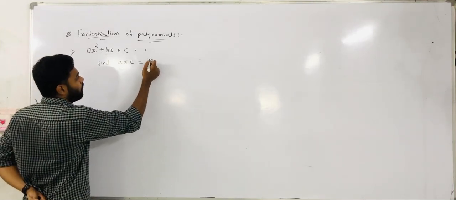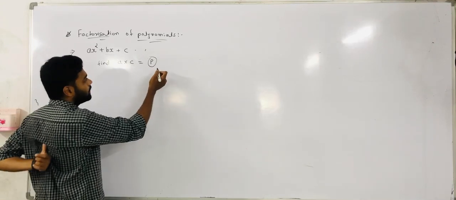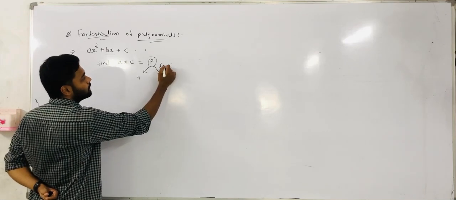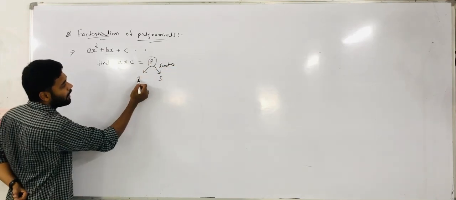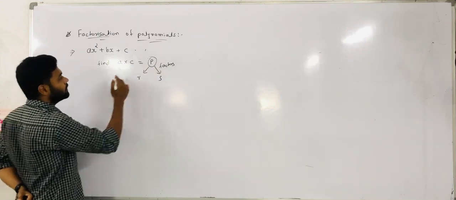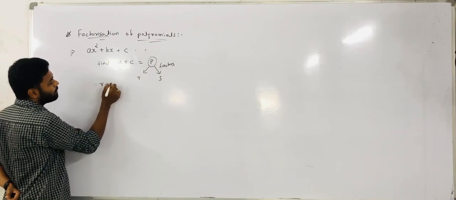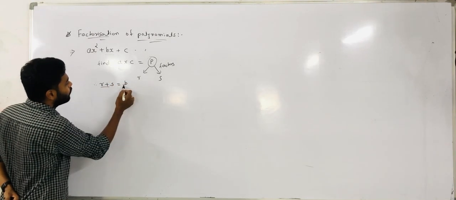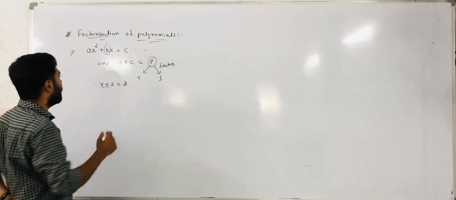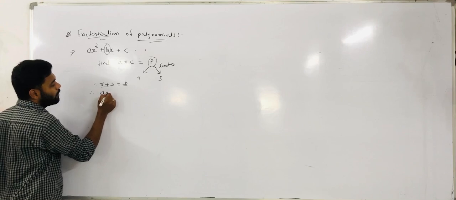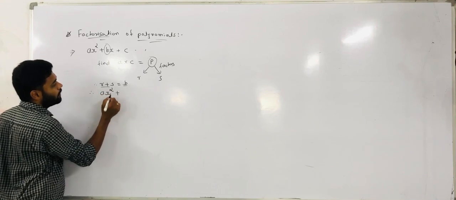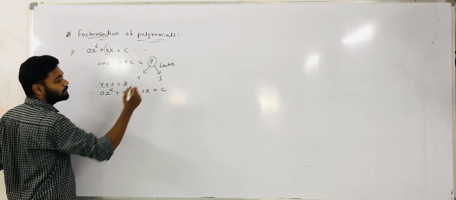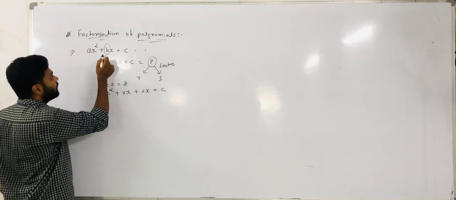Now factorize p such that, let's take two factors of p are r and s. So factorize p such that you will get r plus s equal to b. So this way you will get it. Now you can write ax square plus rx plus sx plus c. So this way you can split the middle term.